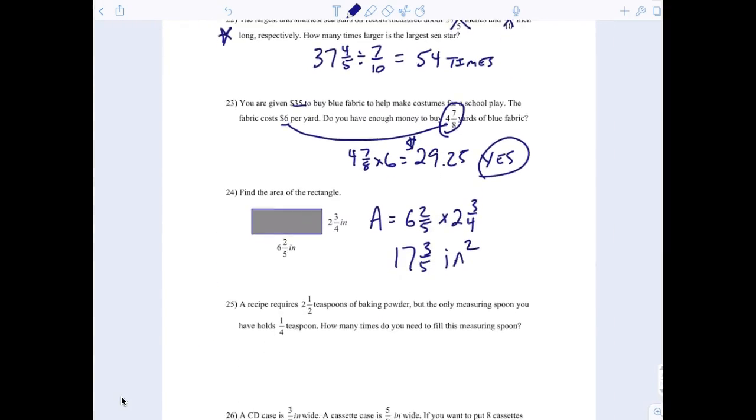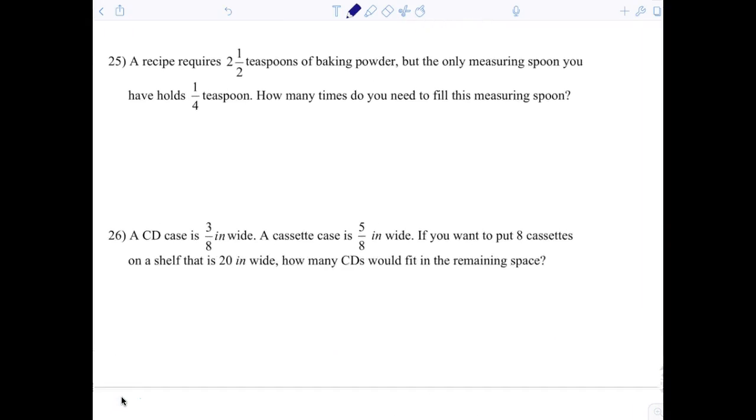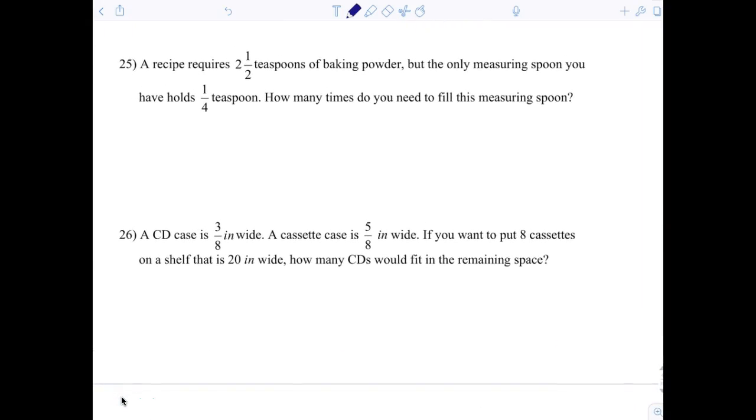All right, so now I'm on number 25. All right, you want to give it a shot? Read it. A recipe requires 2 1/2 teaspoons of baking powder, but the only measuring spoon you have holds 1/4 teaspoon. How many times do you need to fill this measurement? I did 2 1/2 divided by 1/4.